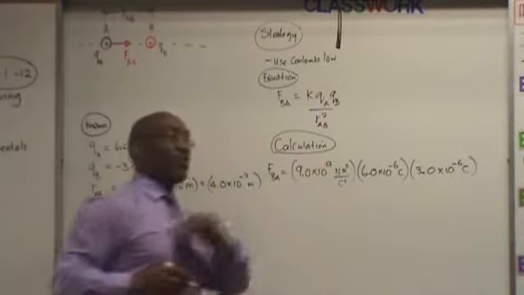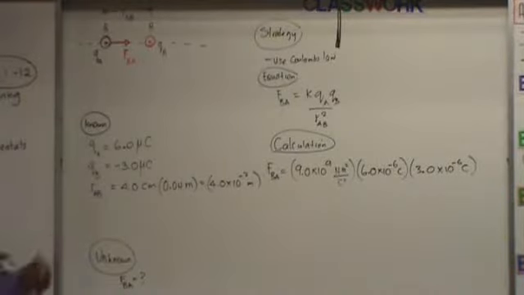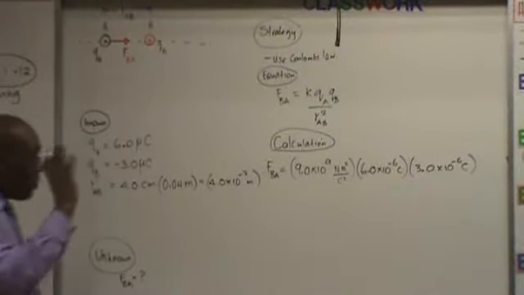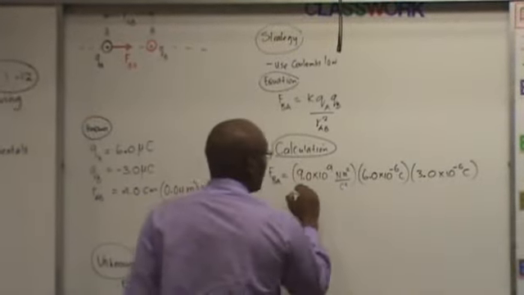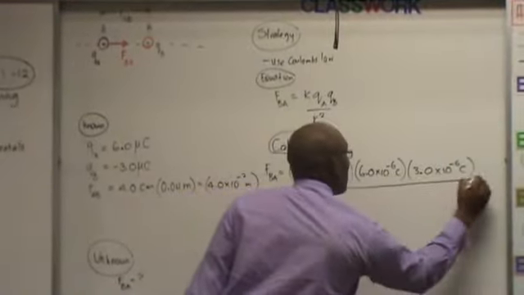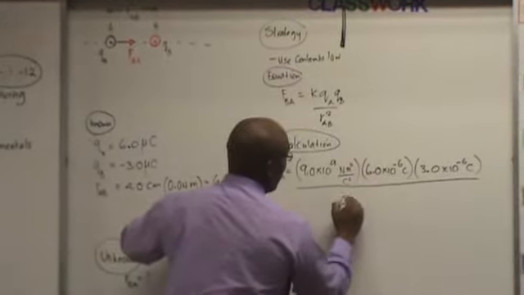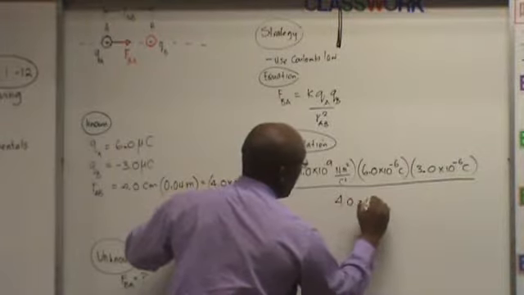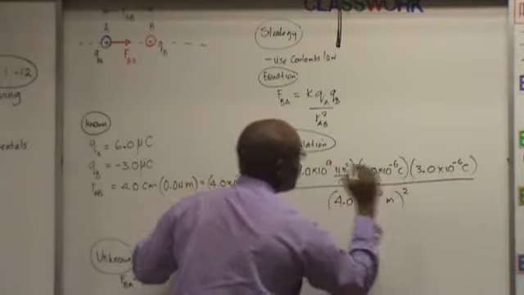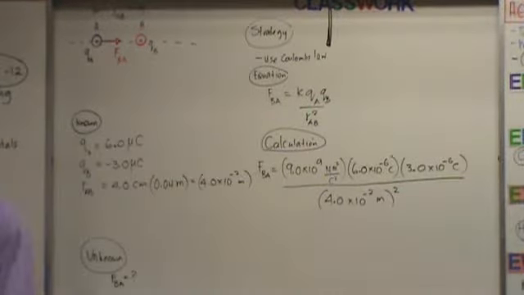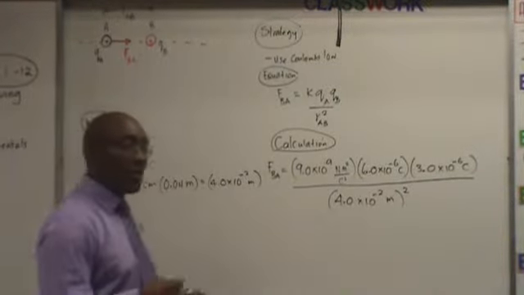Now, I didn't put the negative sign. Don't worry about the negative sign. The negative sign just tells us about the direction of the force, okay? Don't worry about it right now. And that's divided by r squared, 4.0 times 10 to the negative 2 meter, squared. Now, you can put this in your calculator and crank it out real fast, and you'll get an answer.